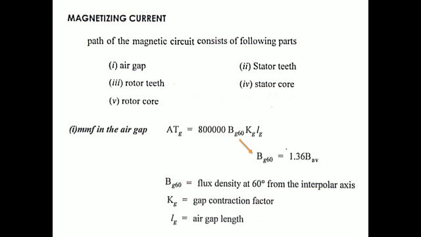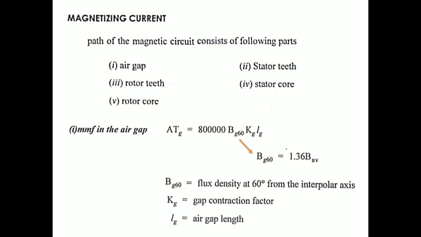So go one by one. The first one is the mmf in the air gap. Here a lot of assumptions are taken into account. We discussed this in the very first unit: ATg is equal to 800,000 times Bg, which is the air gap flux density. But here it is Bg60. That value is related by a plot. In that plot, to get the flat value of flux density, we can go with the 60 degree angle.